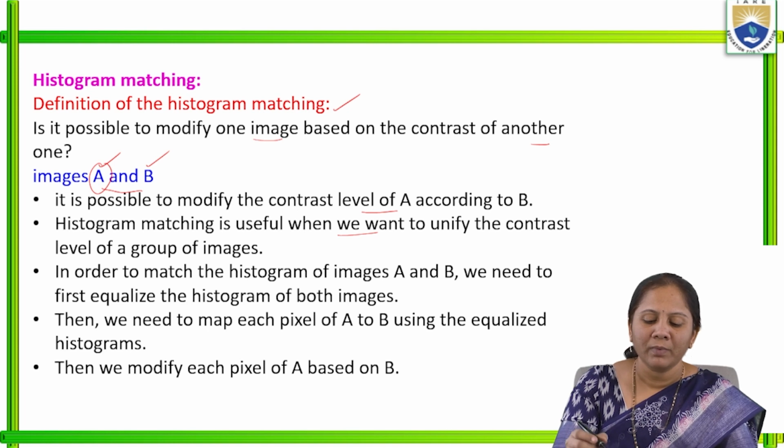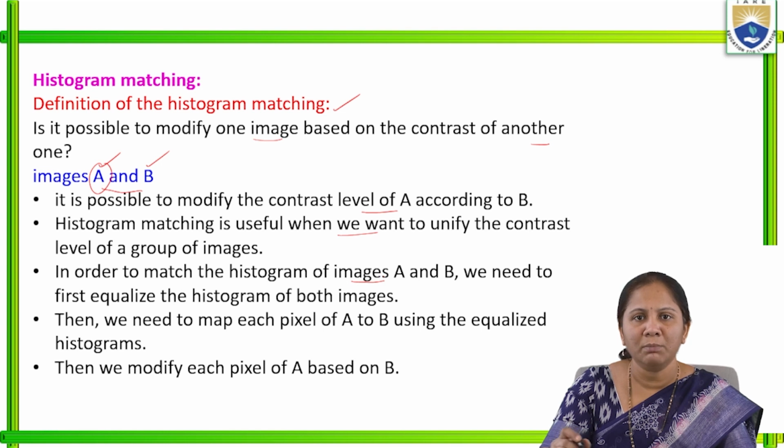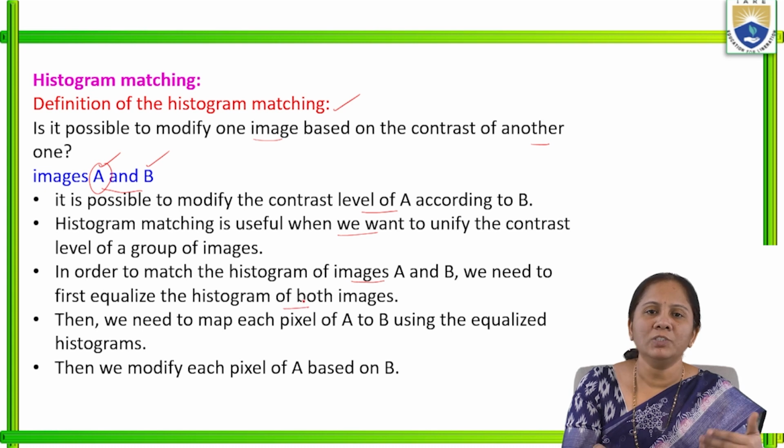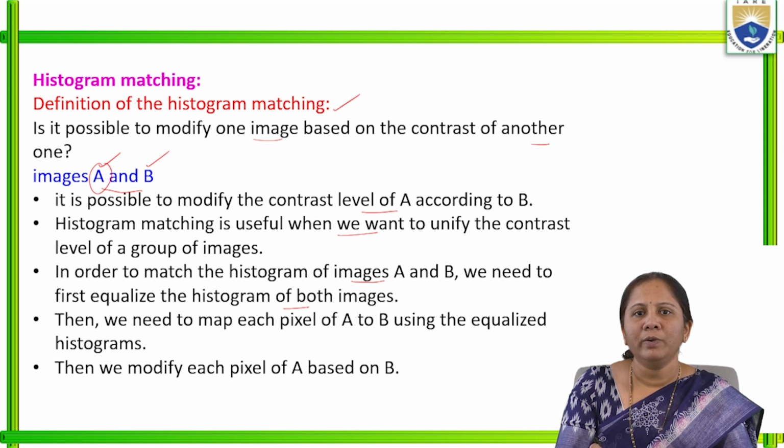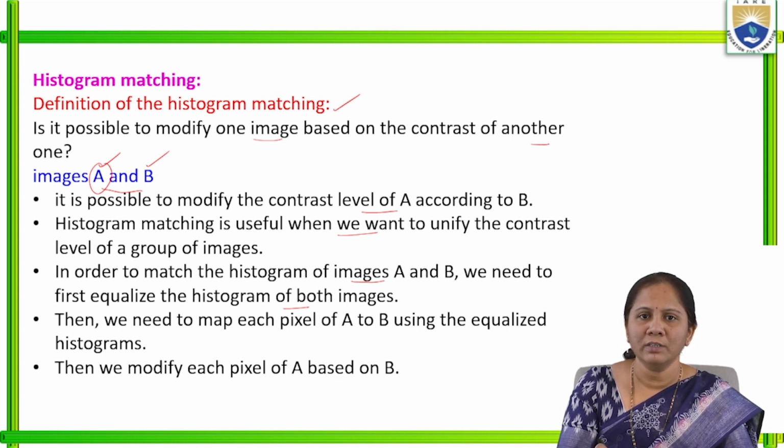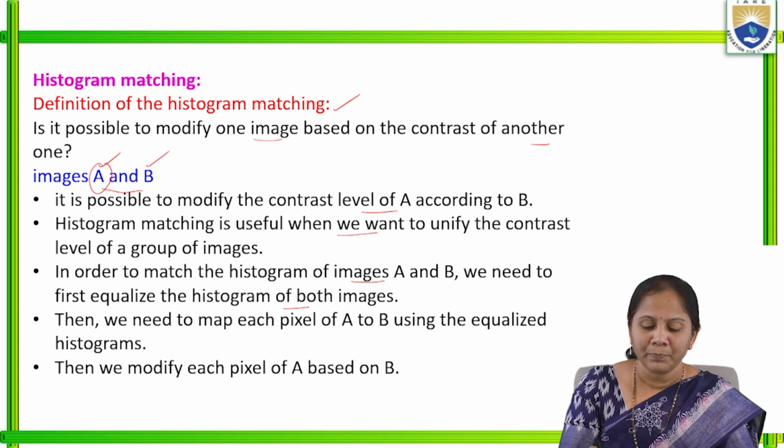In order to perform histogram matching between the images A and B, first we have to apply histogram equalization for both the images. How to apply histogram equalization for an image, we have seen clearly in the previous session. By applying that procedure, to perform histogram matching between two images A and B, initially we have to perform histogram equalization for both the images separately.